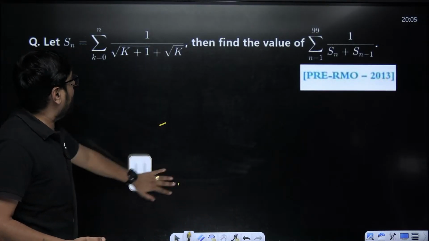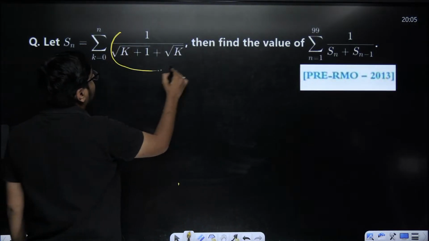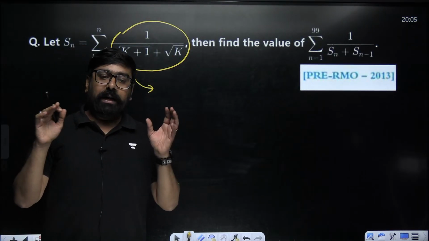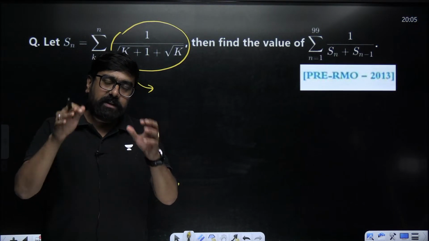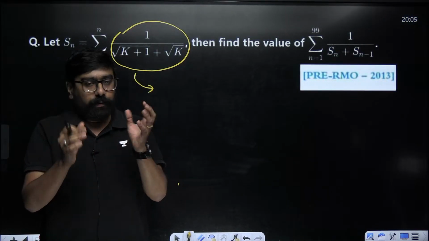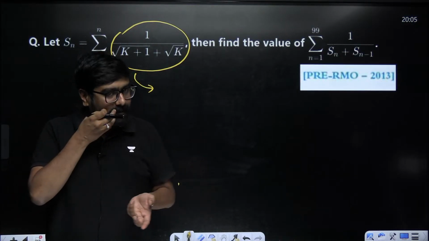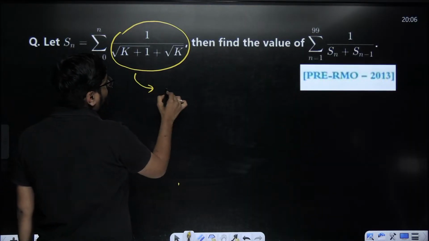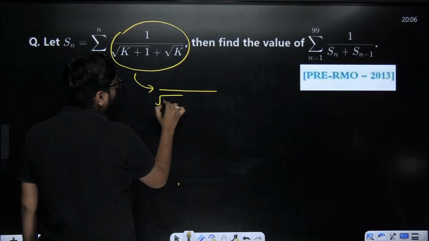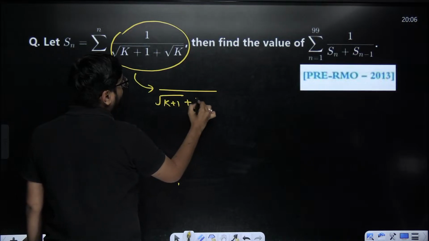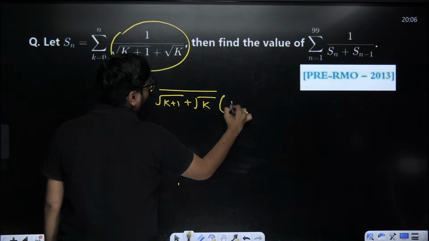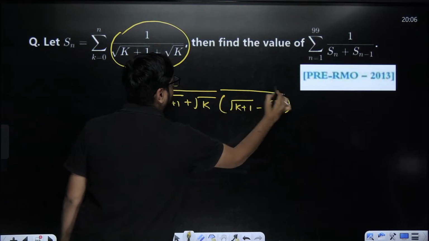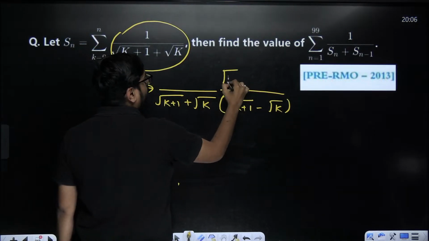Whenever such a thing happens, you can make it a telescopic series only when there is a difference in between. With addition, how will terms get cancelled? So terms are not getting cancelled over here. What you'll do about it is rationalize this. How do you rationalize? You multiply and divide with the conjugate of this thing, that means square root of k plus 1 minus square root of k.